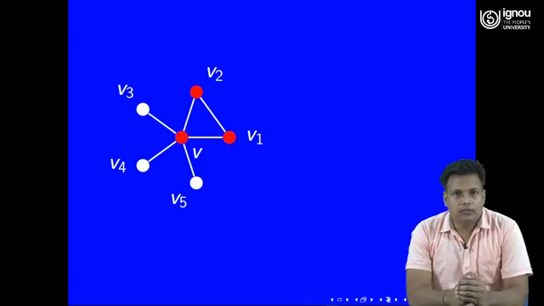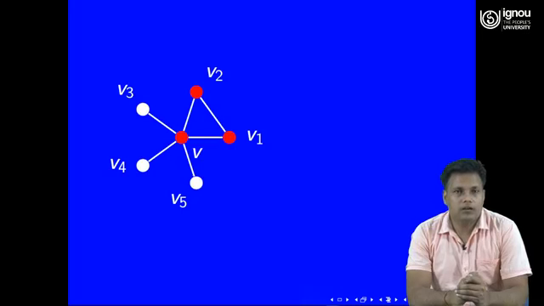For example, let's look at this graph. The vertices shown in red are pairwise adjacent to each other, and hence they form a clique. On the other hand, if you look at the vertices, say v3 and v5, then you can see that they are not adjacent, and in fact v3, v4, v5 are pairwise non-adjacent, and hence v3, v4, v5 form an independent set.